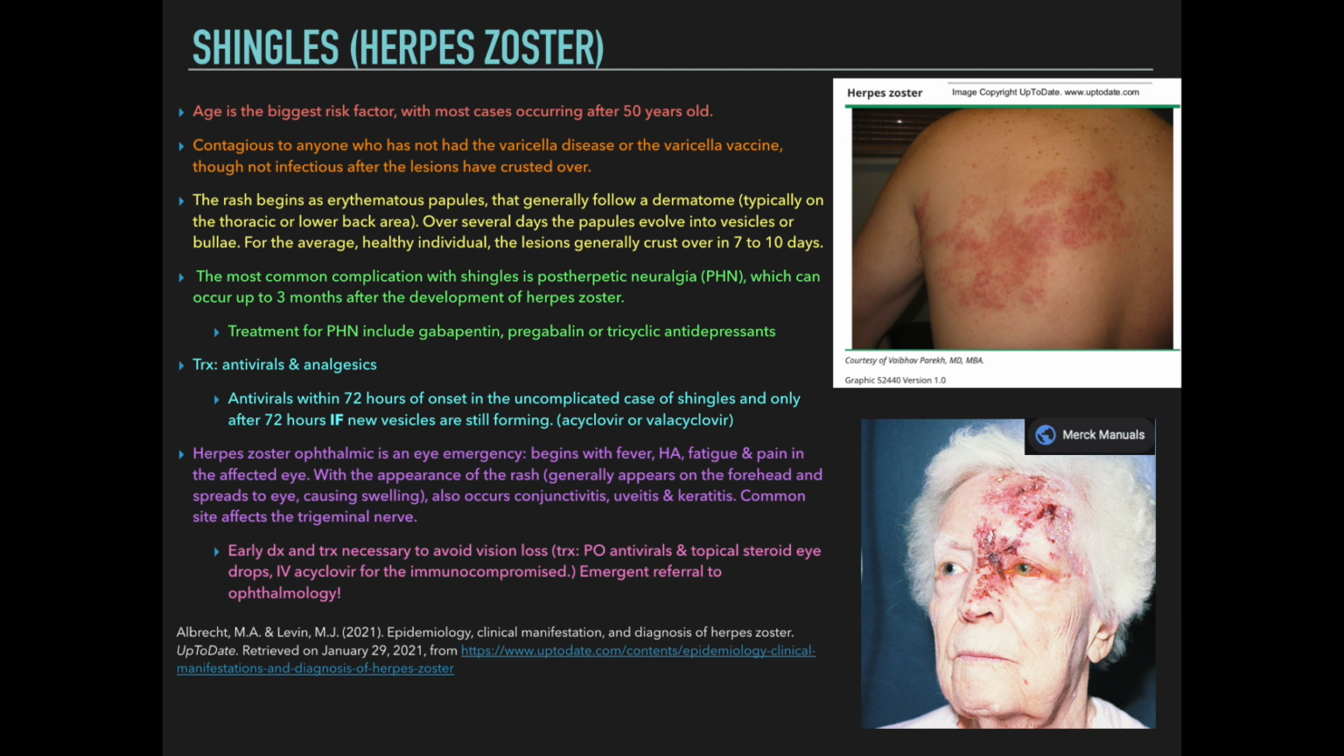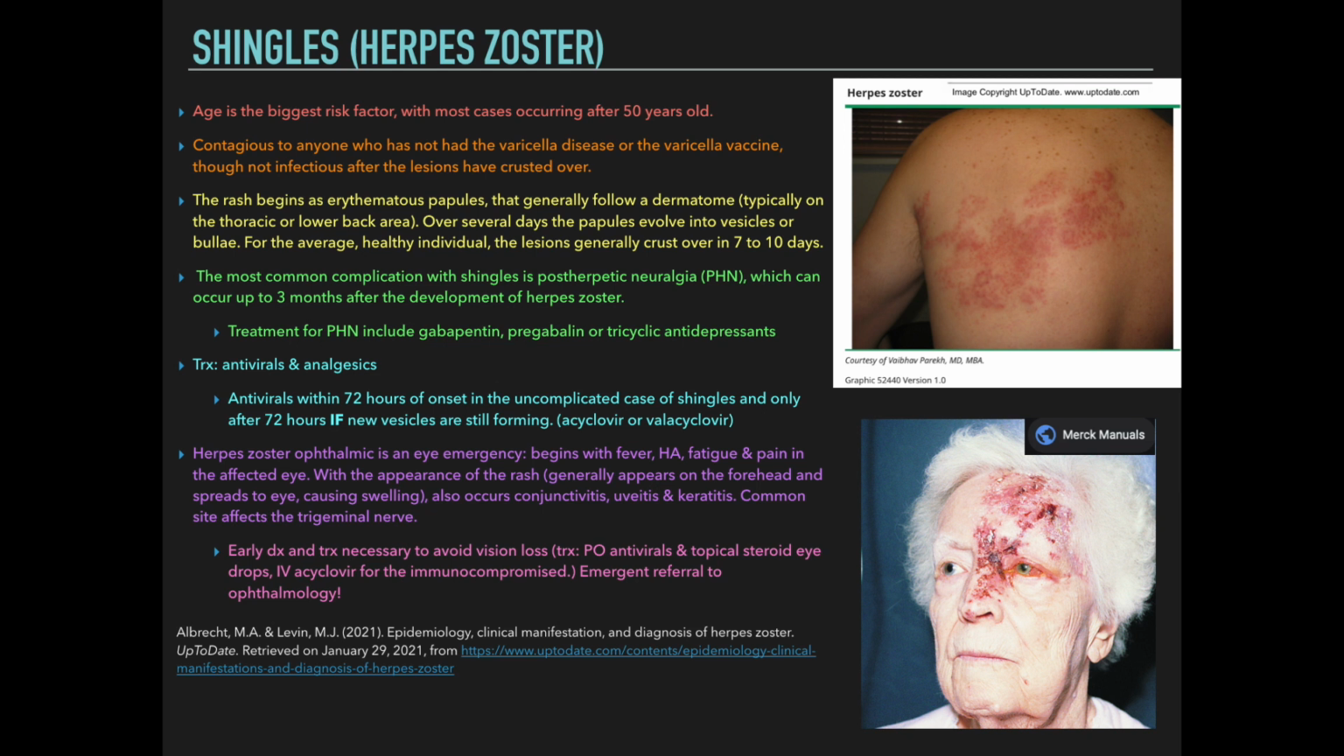Antivirals within 72 hours of onset in the uncomplicated case of shingles, and then only after 72 hours of onset if there are still new vesicles forming, showing that there's still active disease occurring. Otherwise, at that point, we wouldn't prescribe antivirals. And then examples of antivirals, of course, are acyclovir or valacyclovir.